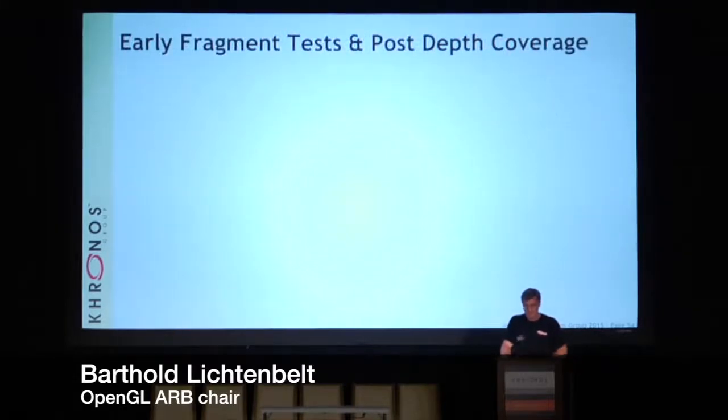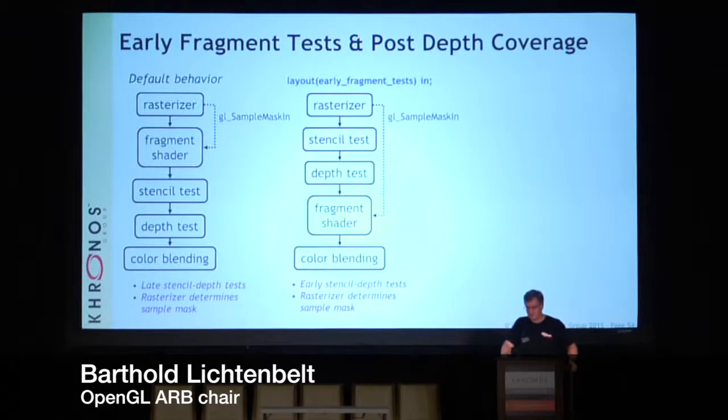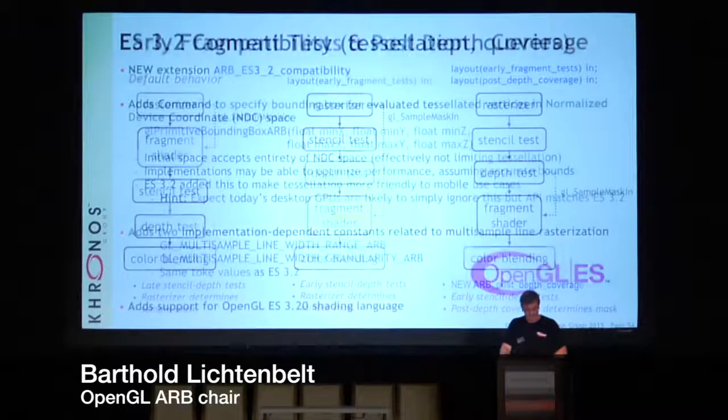Okay. Next one, early fragment test and post-depth coverage. The default behavior of OpenGL is as follows: the rasterizer produces a sample mask, it gets passed to the fragment shader, and then stencil, depth and color blending happens. In OpenGL 4.2, we added the ability to do early stencil and depth testing, but the sample mask still came from the rasterizer and was passed to the fragment shader, which is probably not exactly what you want. So now with the ARB post-depth coverage extension, we fixed that, where the sample mask comes after the stencil and depth test, so it will represent the right thing and be passed to the fragment shader.